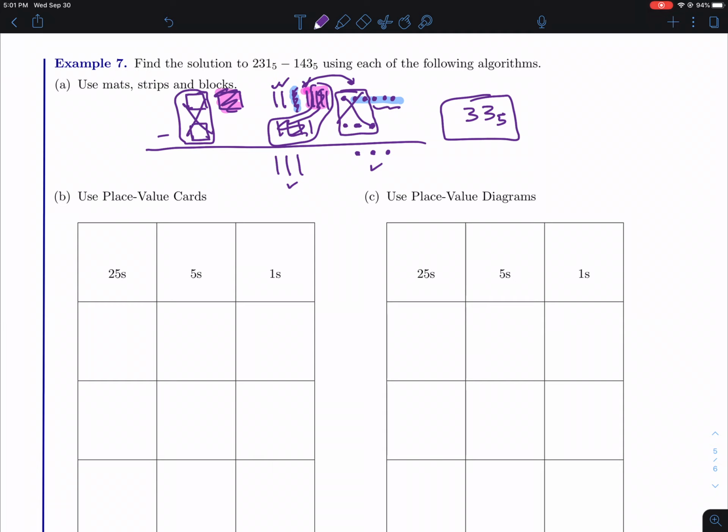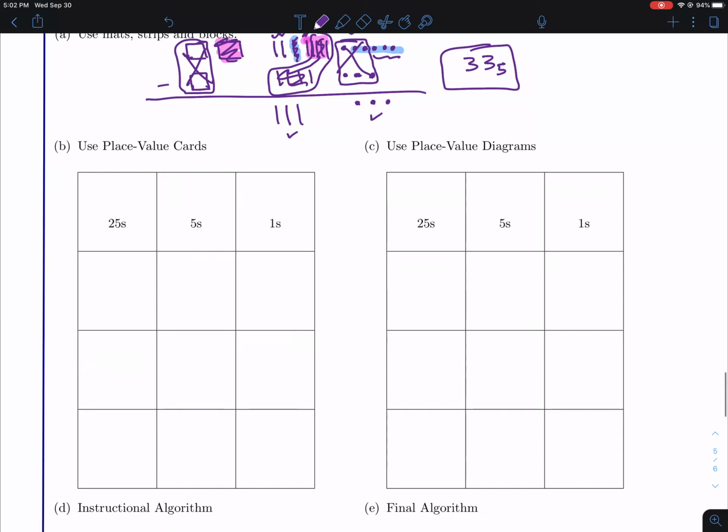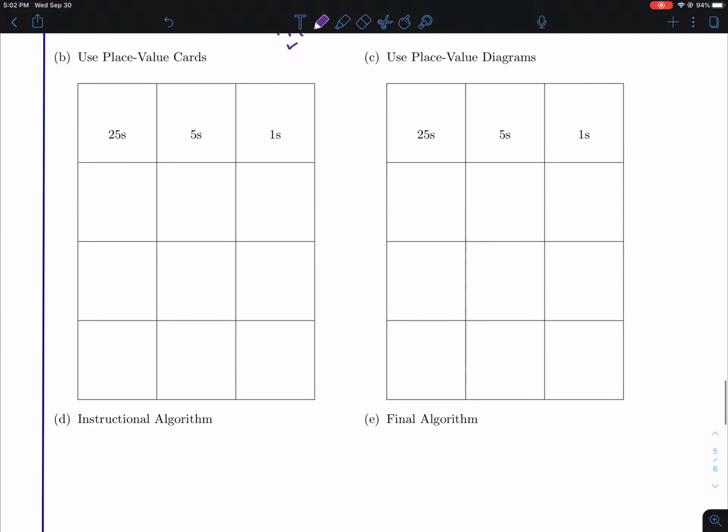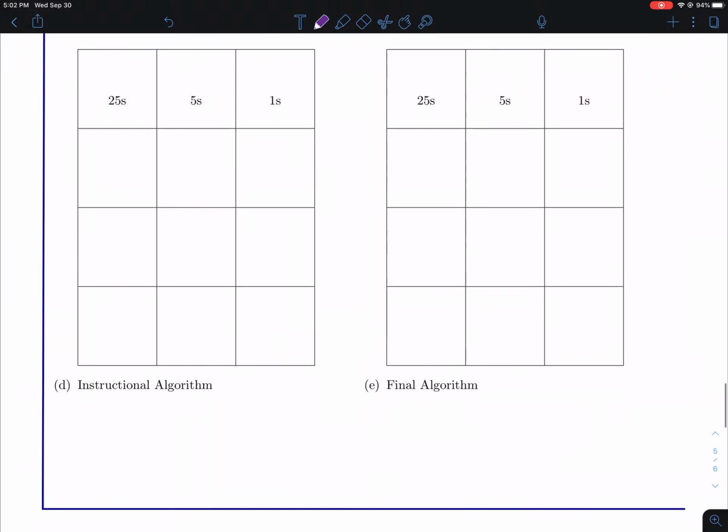All right. So again, is that okay with everybody? All right. So now that I've introduced the place value cards and place value diagrams to you, I'm going to let you do those on your own for extra practice. Hopefully you get 3, 3, base 5. If you don't, check with me to make sure we didn't do something wrong or make sure I didn't mess up. But I will show you the instructional algorithm again, because this one is tricky, just because of the way you're regrouping.